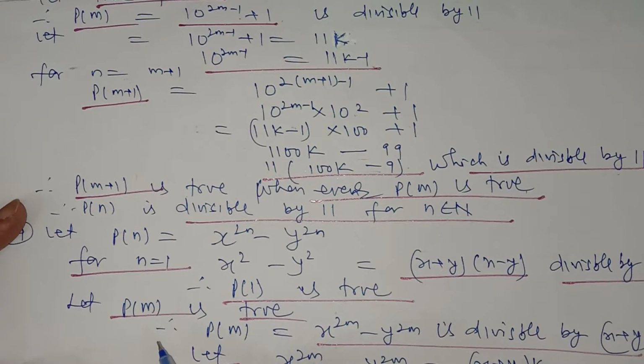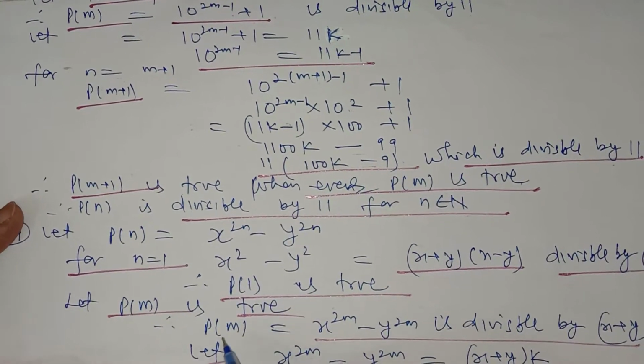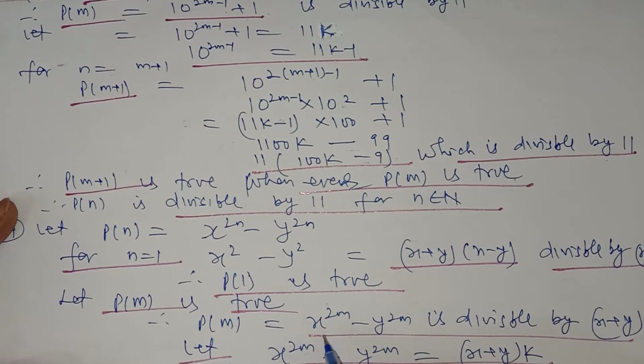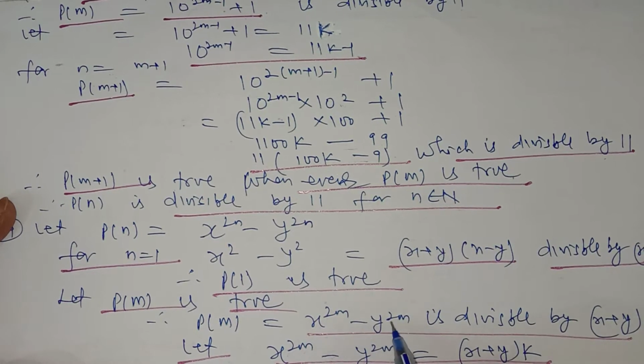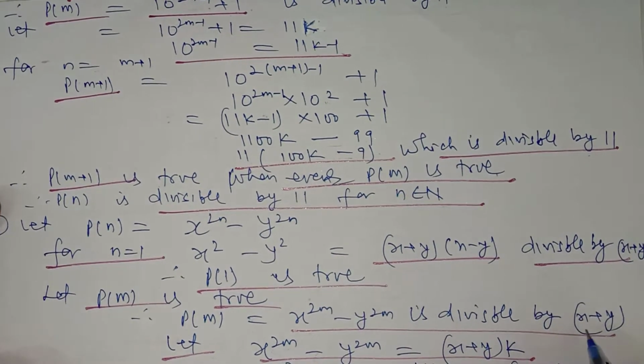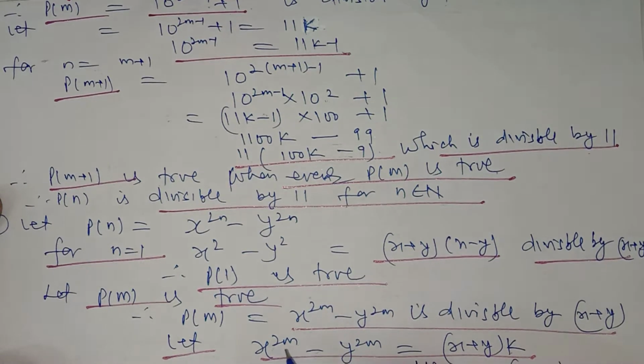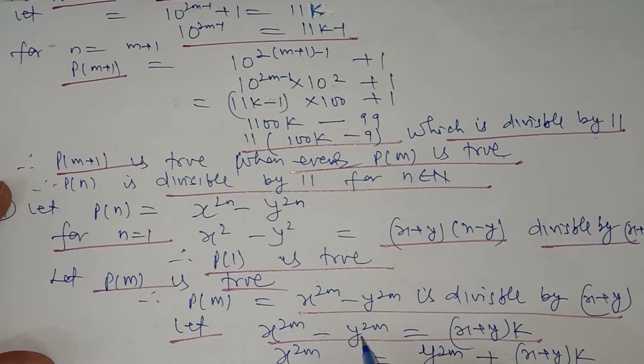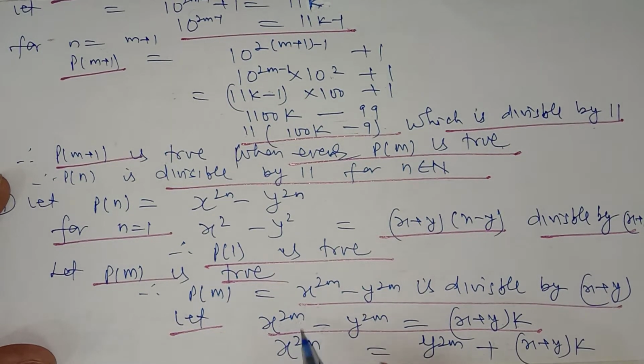Now let it be true for n equal to m. So replace n by m: x raised to power 2m minus y raised to power 2m. Because it is true for n equal to m, this statement will be divisible by x plus y. So let this equal (x plus y)k, because it is divisible by x plus y. Now you can find the value of x raised to power 2m, which is equal to y raised to power 2m plus (x plus y) into k.